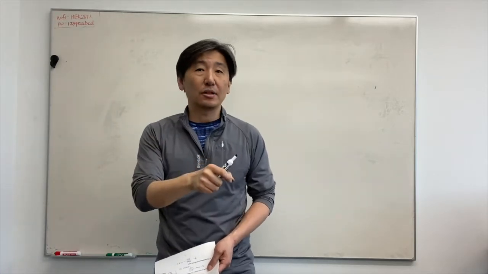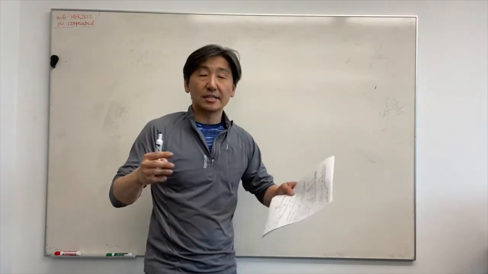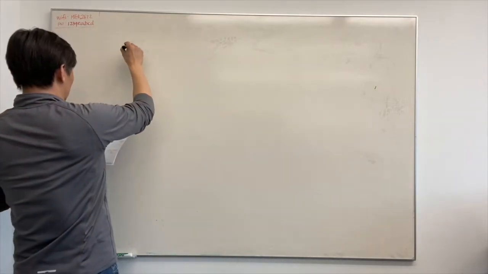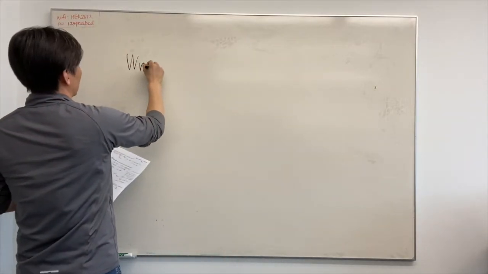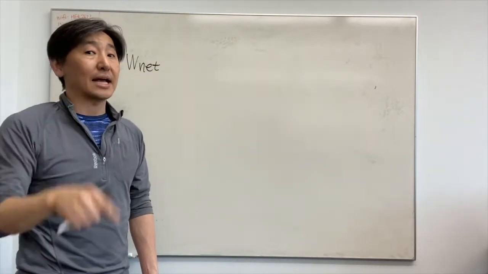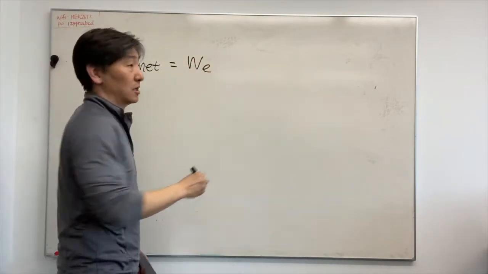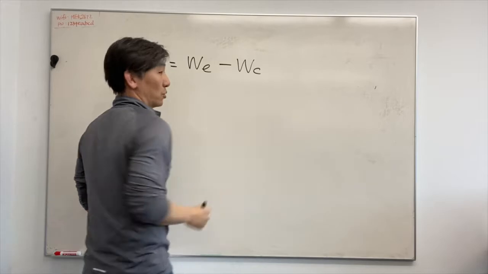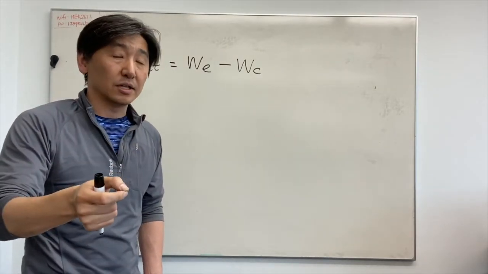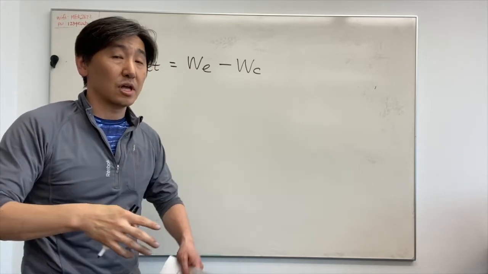But let's talk about the indicated work. Again, indicated work is based on the cycle analysis. So the indicated work, or in this case net work, that is produced by the engine per cycle, can be calculated by the expansion work minus compression work. And each work can be calculated from the process 1 to 2 and 2 to 3 to 4 based on thermodynamics.